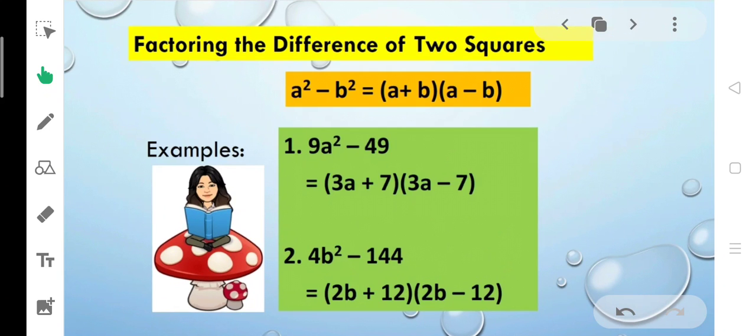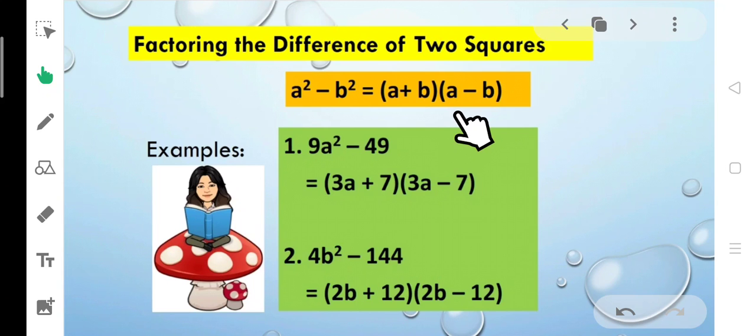Another, we have factoring the difference of two squares. We call this difference of two squares because the first and the last terms are both perfect squares with a minus sign in between them. So we're just going to follow this pattern in finding the factors of the difference of two squares. Just get the factors of the first term. One factor must be written here and the other factor is here.